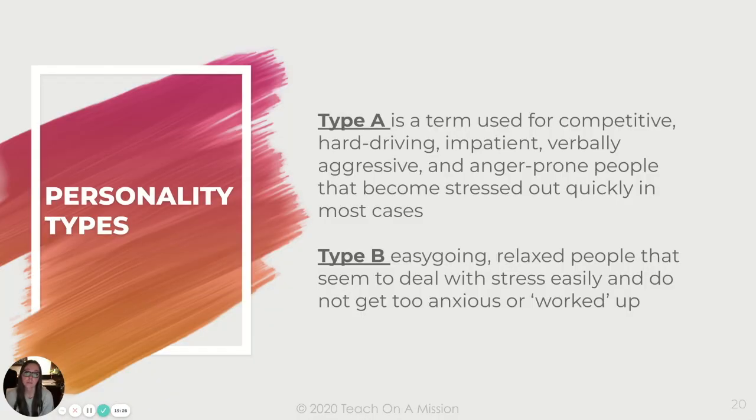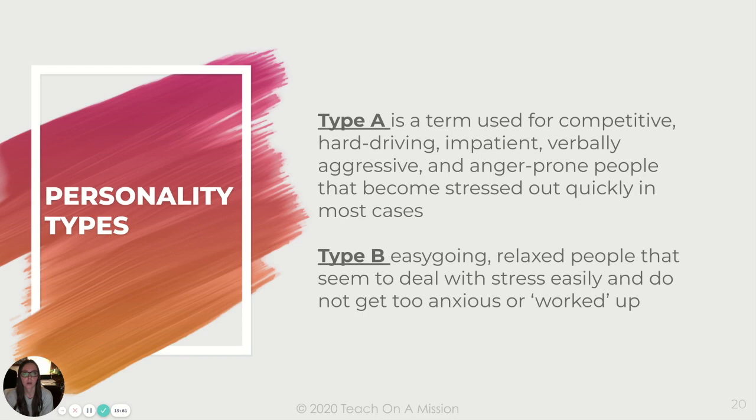Now, people have two different personality types, type A and type B. You might know what kind of person you are. But type A friends are going to feel a little bit more stressed than type B friends. So let's look at the difference. Type A is a term used for competitive, hard driving, impatient, verbally aggressive, and anger prone people that become stressed out quickly in most cases.